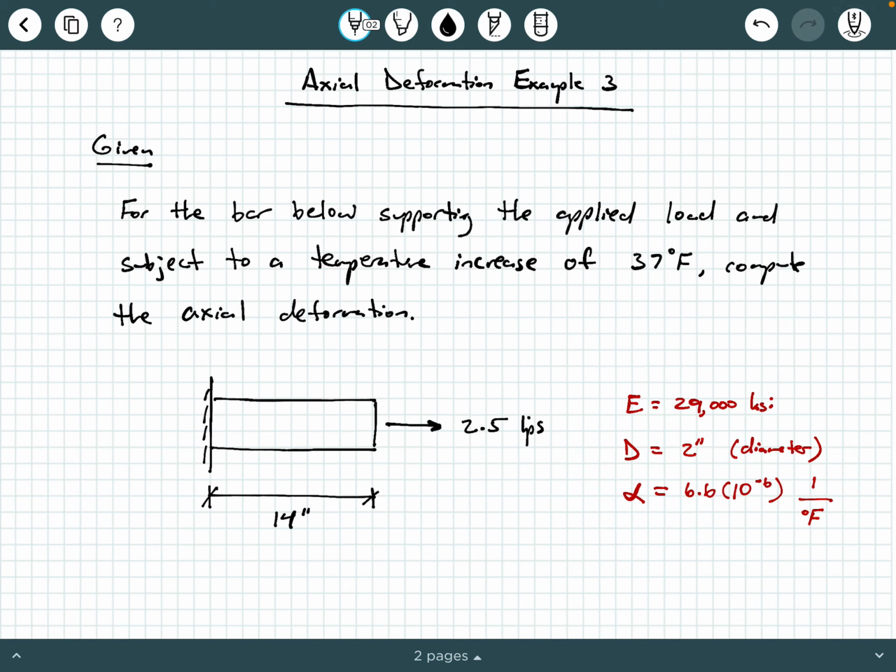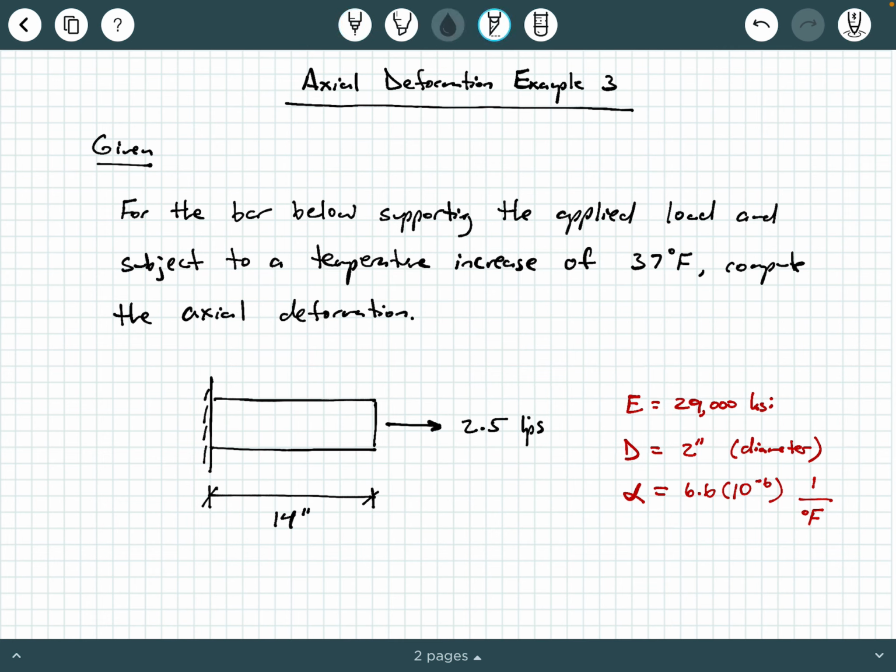Hey everybody, Dr. A here, and in this video we are going to explore a third example of axial deformation. If you haven't seen some of the other examples, you can take a look. I've got a first and second example related to axial deformation that could be of use to you as well. So let's take a look at this given information.